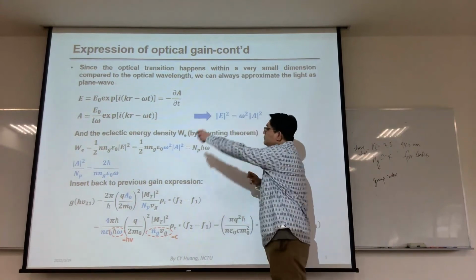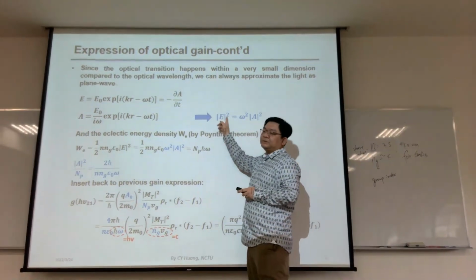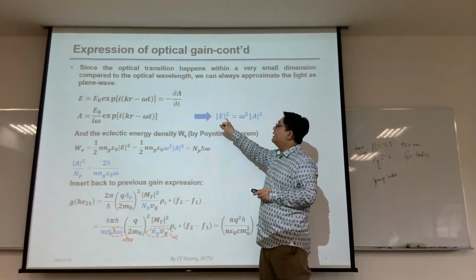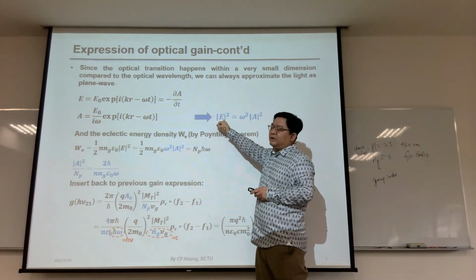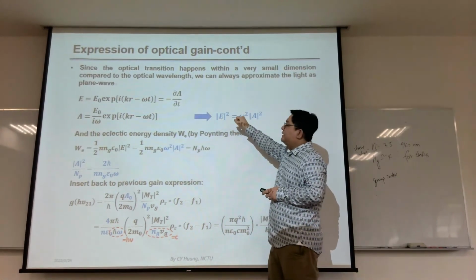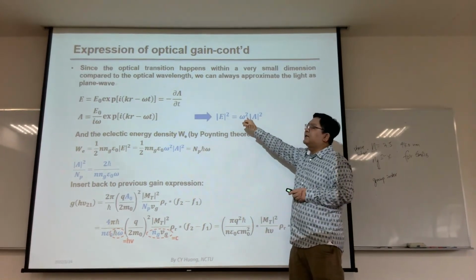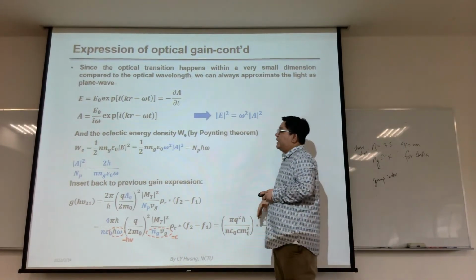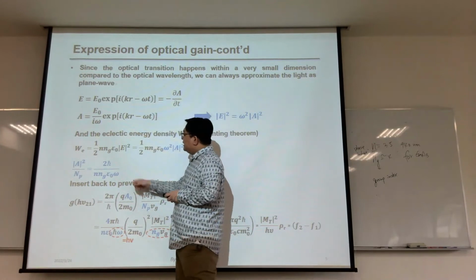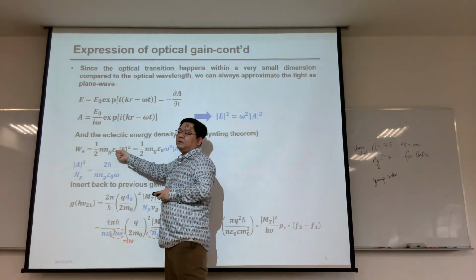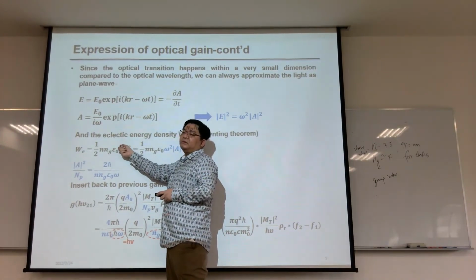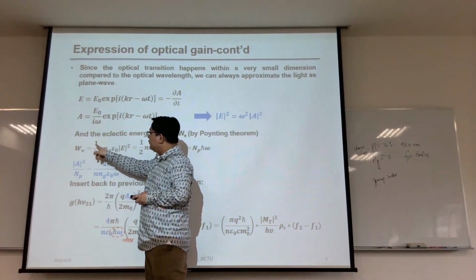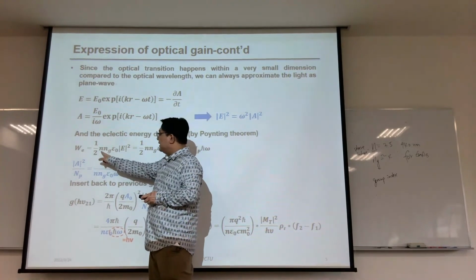Alright. Then we do square at both sides. So we have E squared, the electric field intensity, which should be omega squared times A squared. Okay. And this is the Poynting theorem. What's the optical density in the material? It should be half of 1/2 times... This is not a typo.